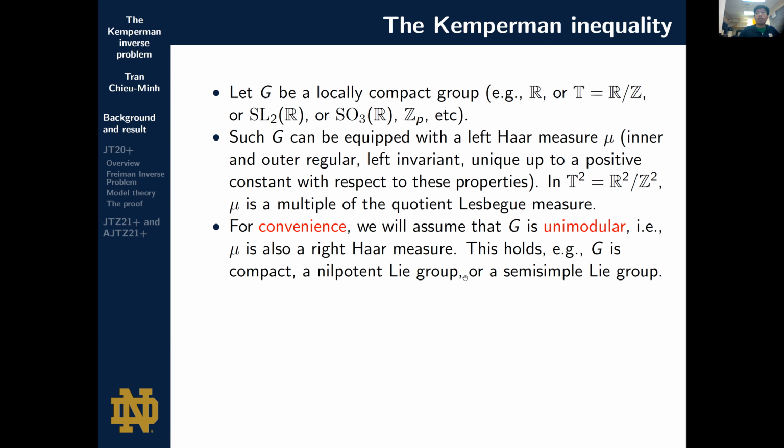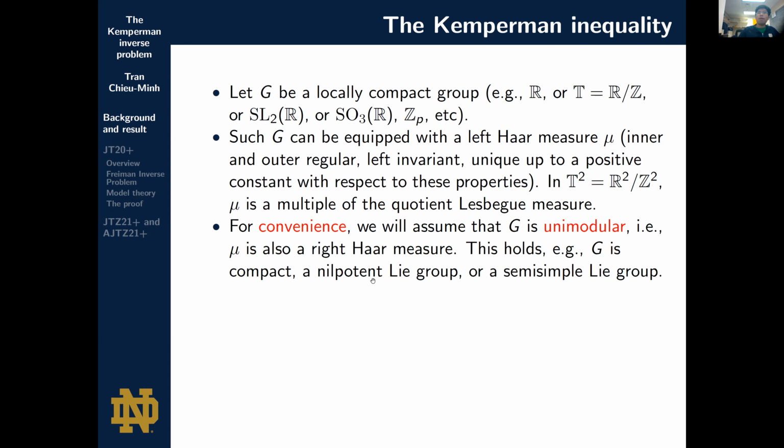So for example, when the group G is compact or a nilpotent Lie group or semi-simple Lie group, the left Haar measure is also the right Haar measure. And in such a case, we call such a group G unimodular. And for convenience, we will assume that the group G in this talk is unimodular.